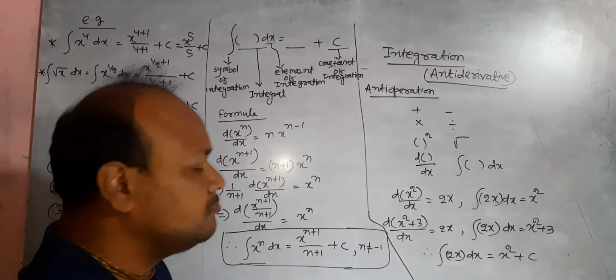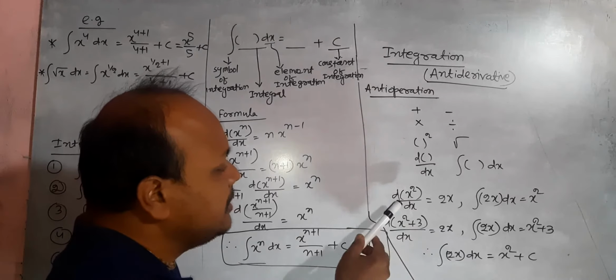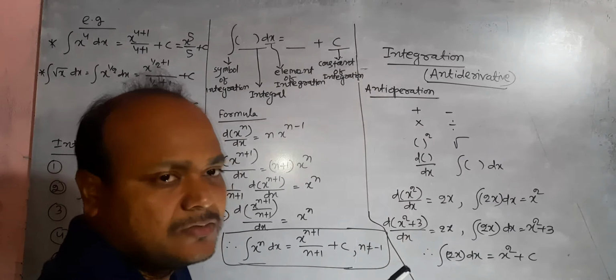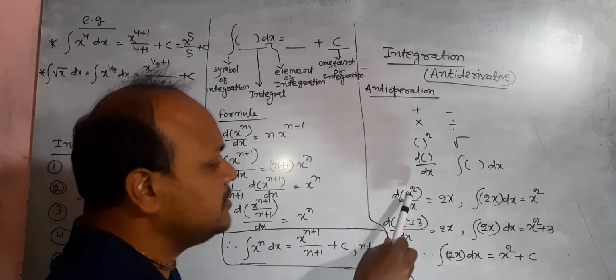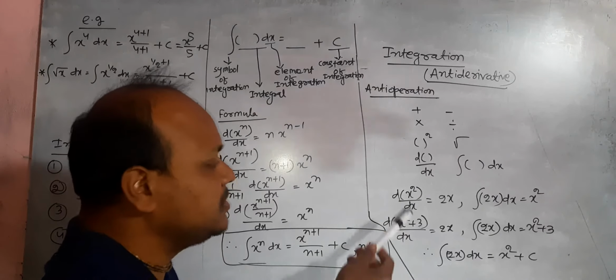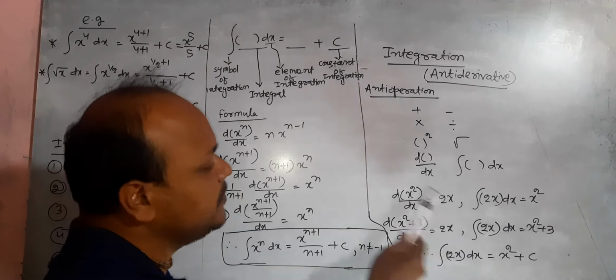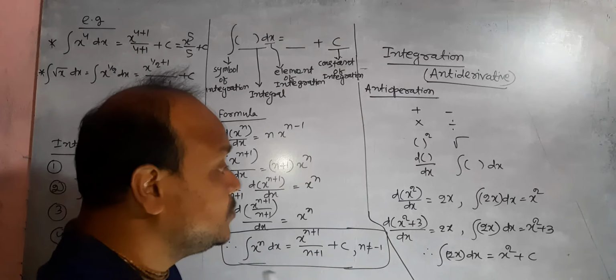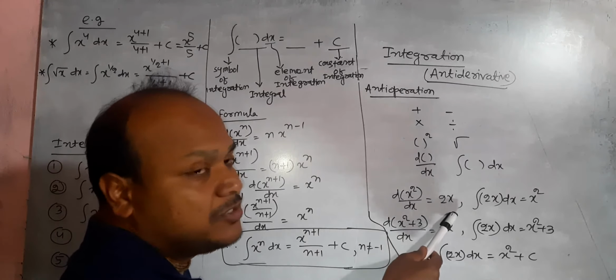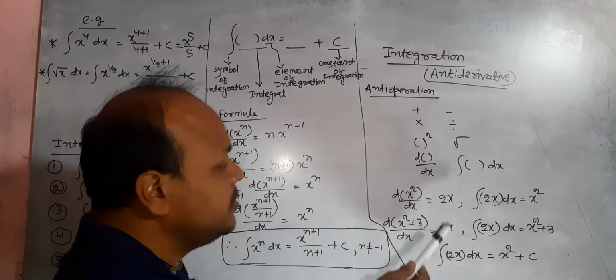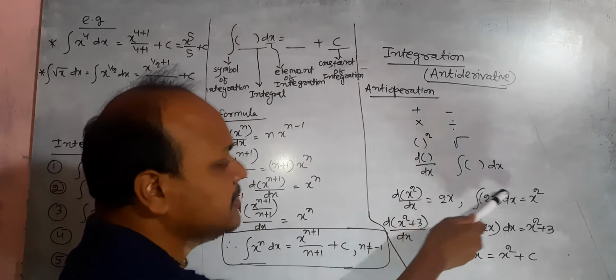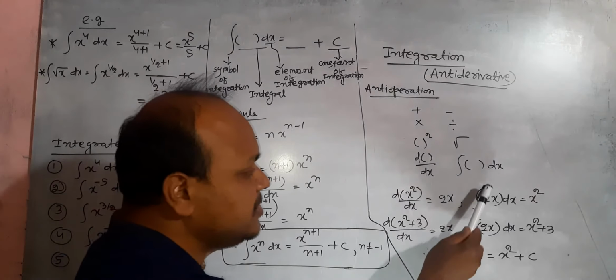So let us learn. The derivative of x square is 2x. We know the formula for x to the power n: we use n x^(n-1). So 2x^(2-1), this is 2x. The derivative of x square is 2x. So since the derivative of x square is 2x, by the rule of anti-operation, the integration of 2x is x square.